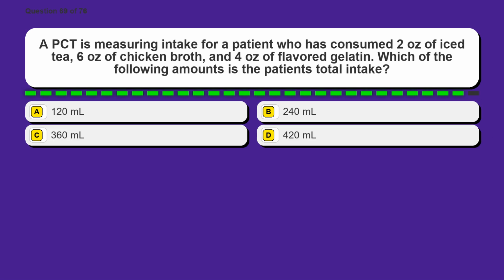Question 69. A PCT is measuring intake for a patient who has consumed 2 ounces of iced tea, 6 ounces of chicken broth, and 4 ounces of flavored gelatin. Which of the following amounts is the patient's total intake? Option A. 120 ml. Option B. 240 ml. Option C. 360 ml. Option D. 420 ml.